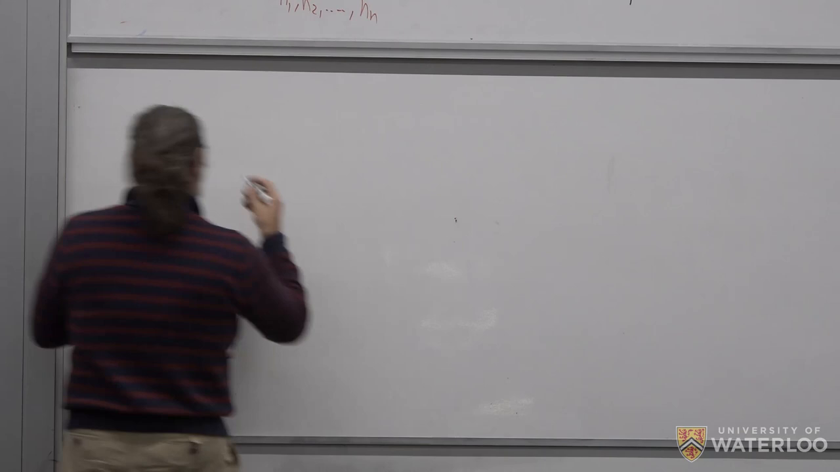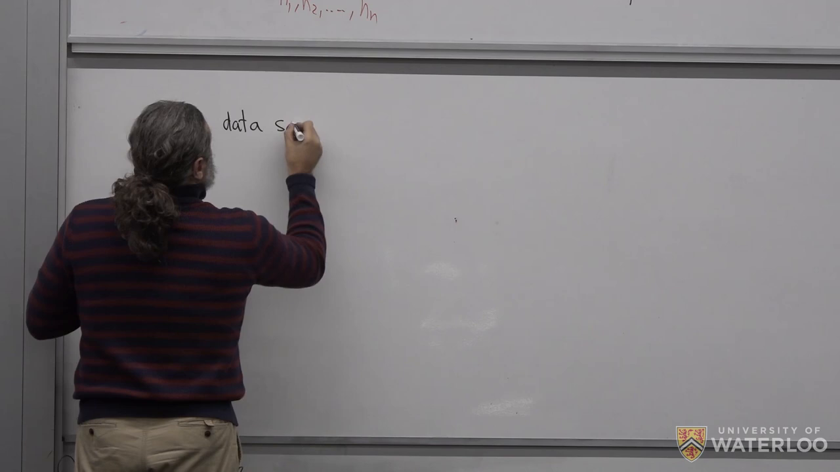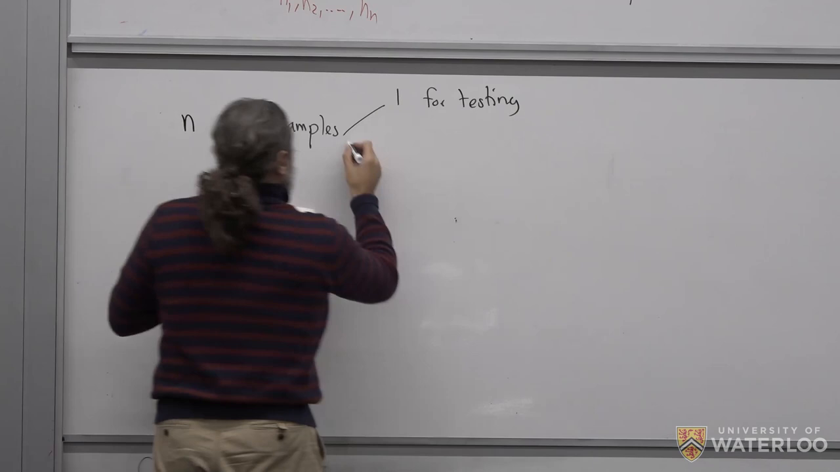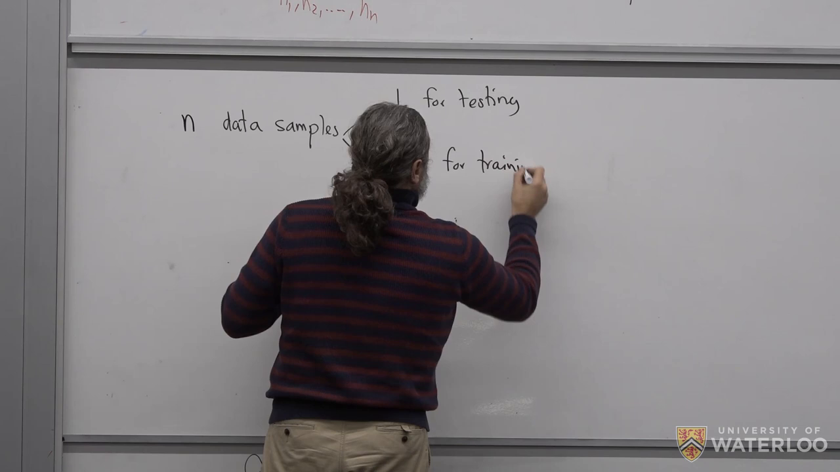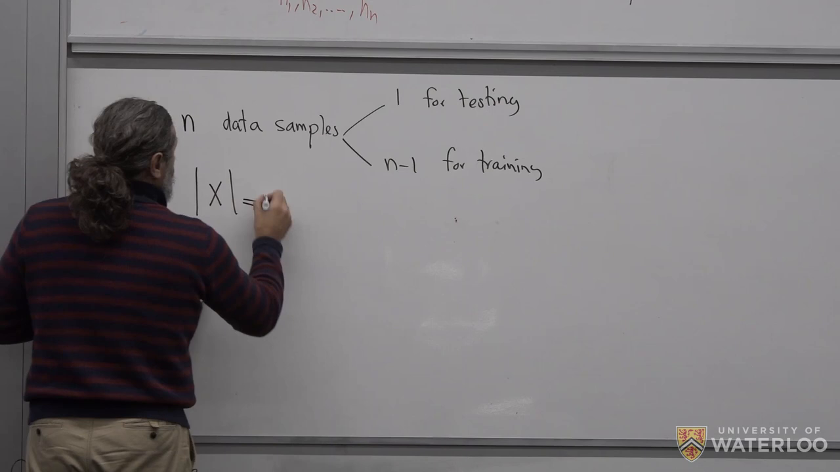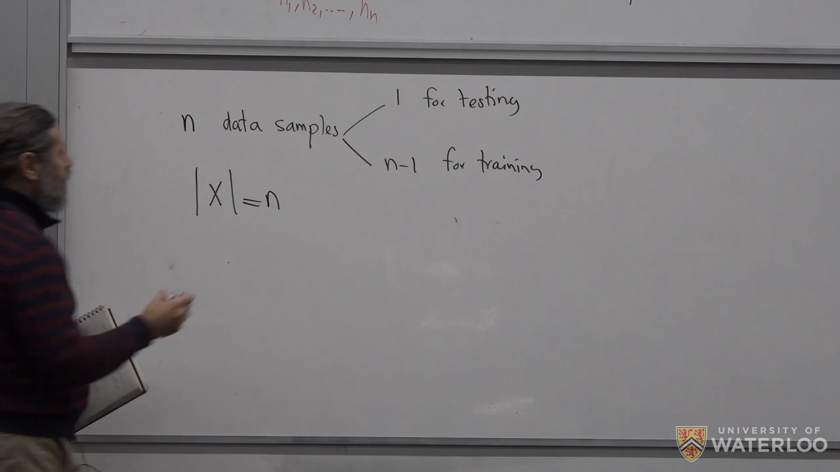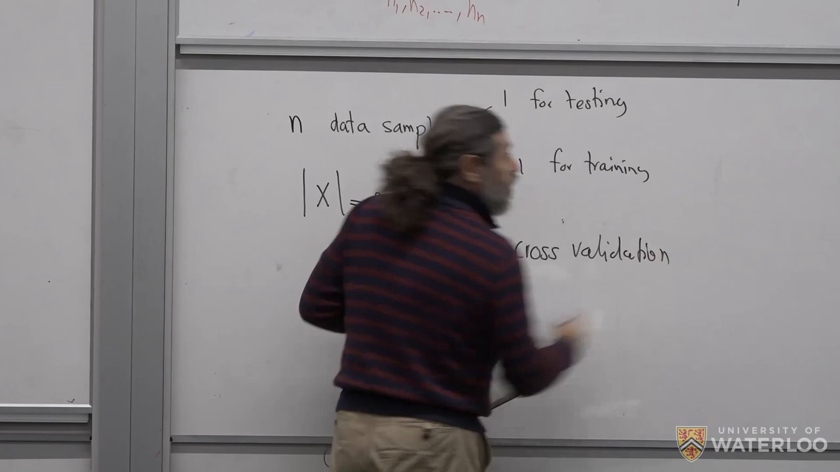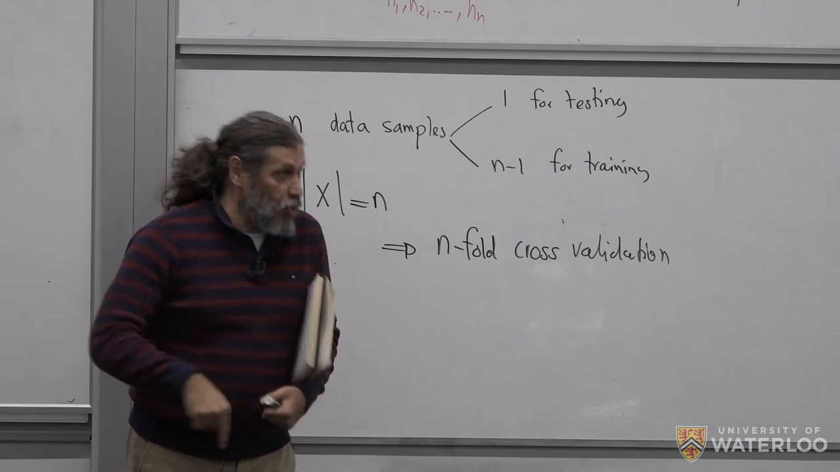So if we have n data samples, we will use one for testing, and we will use n minus one for training. Because n is basically the cardinality of your set, how many you have. So n-fold cross-validation. Very expensive. If I could, I would always do leave one out.